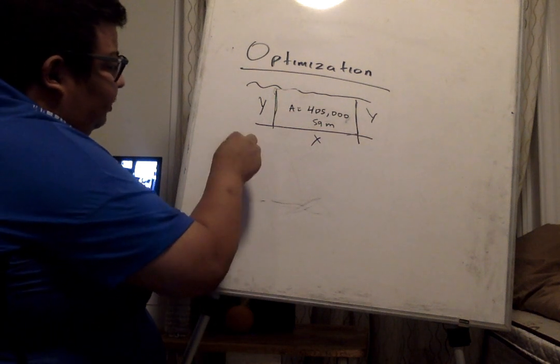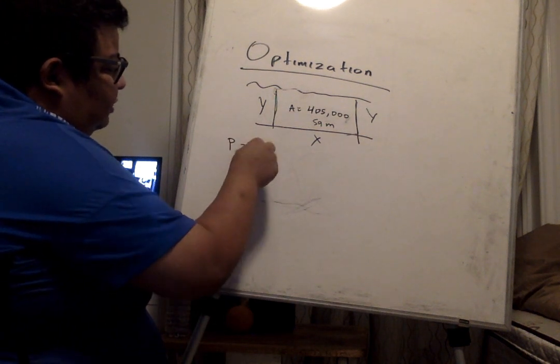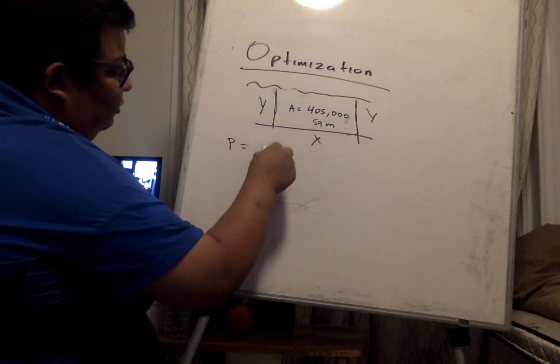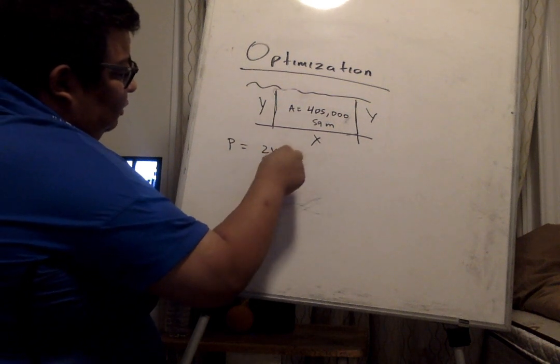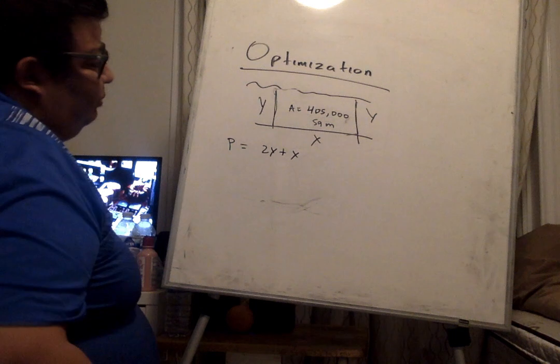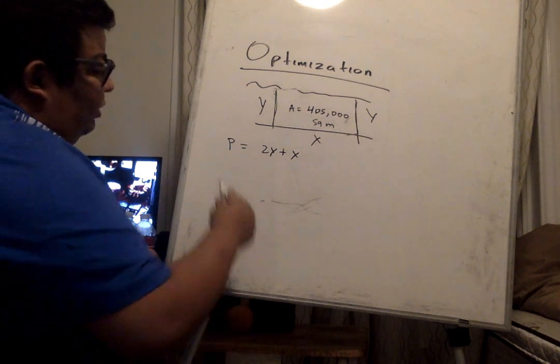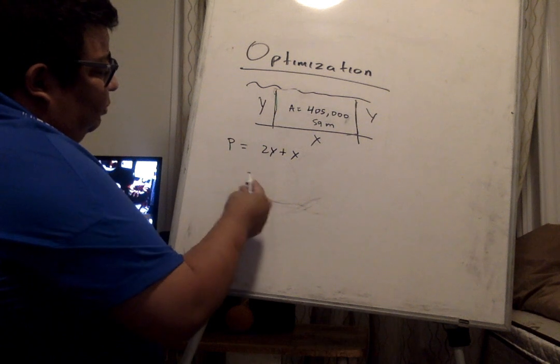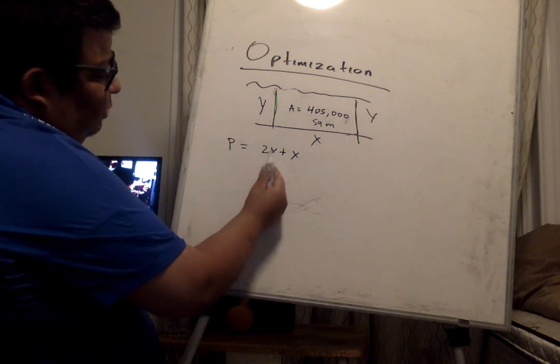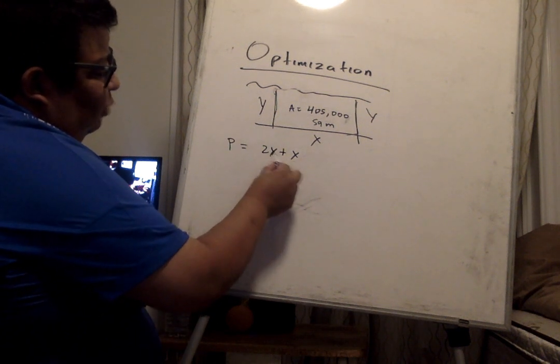So we know that perimeter is the sum of the sides. So we have 1 x, so we have 2 y's plus x. That's the perimeter. That's what we need to optimize the fencing. But we remember, when we're doing optimization problems, we need another equation. So basically we want to get rid of one of the variables here.